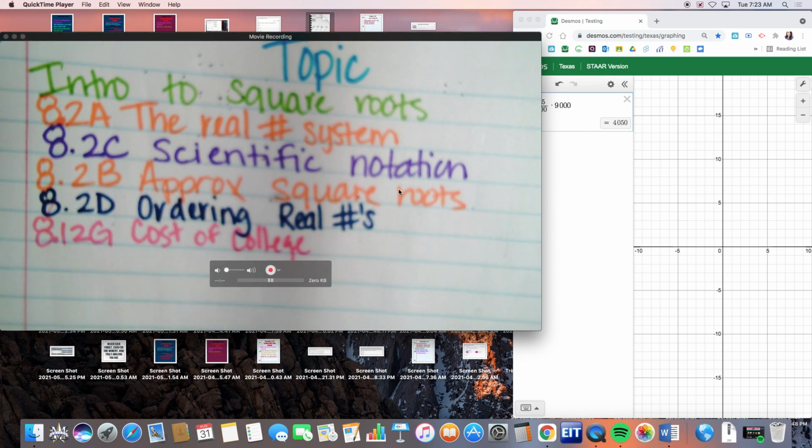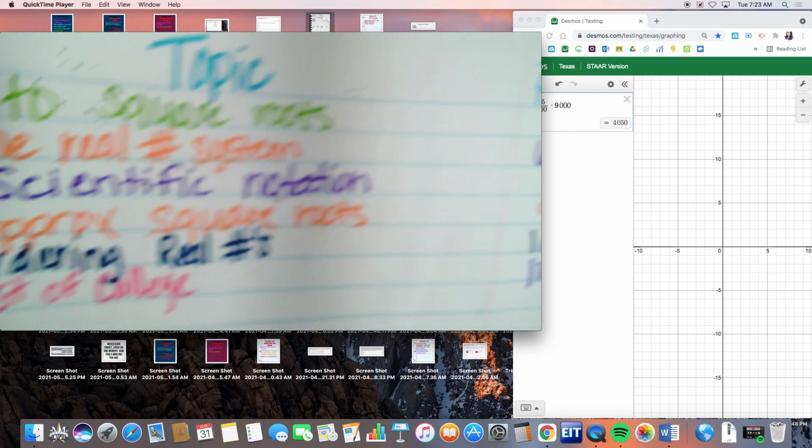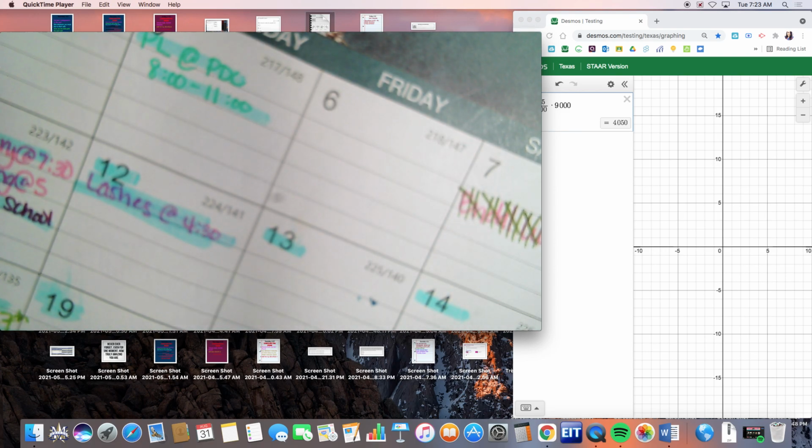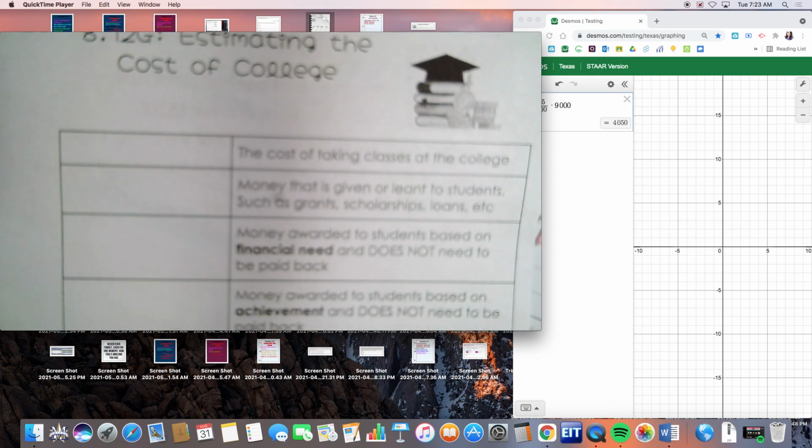Okay, so on your table of contents, I want you to go ahead and write 8.12G, cost of college. You should have this notes page. If you do not have it, you can go ahead and grab it from the Monday drawer in the cart.